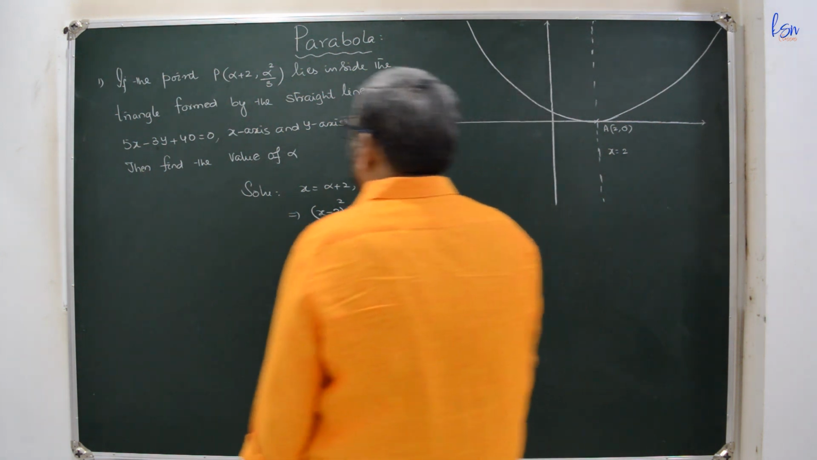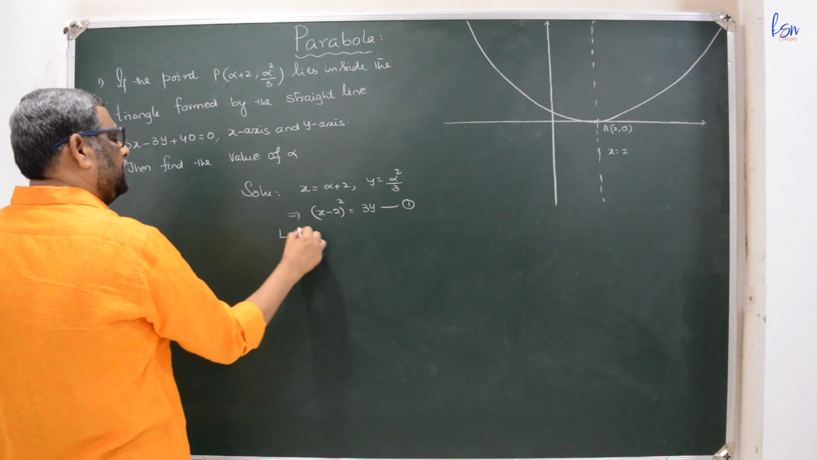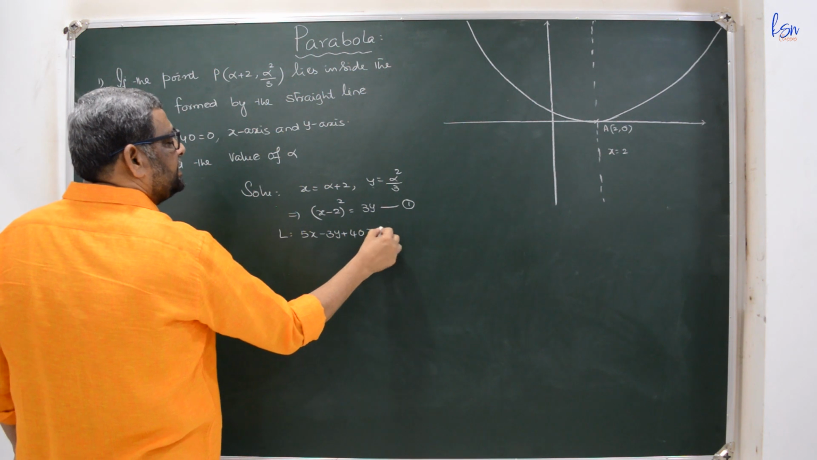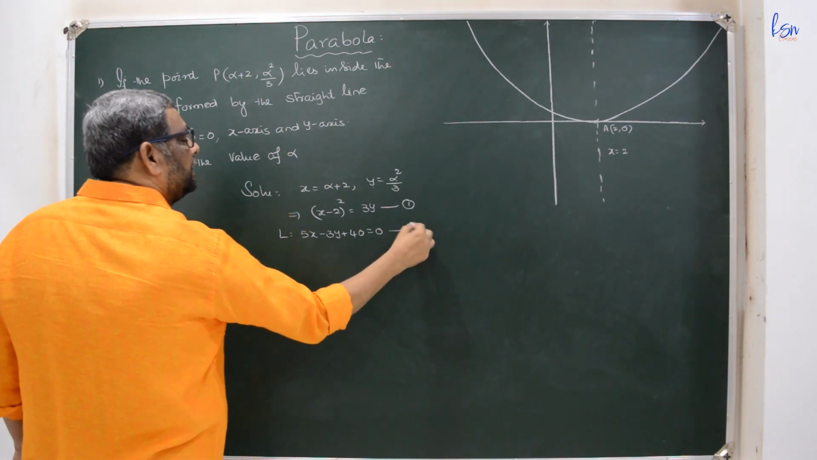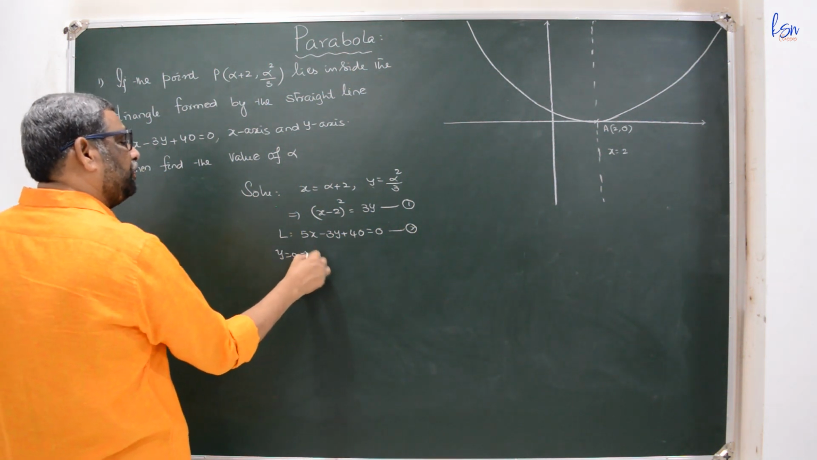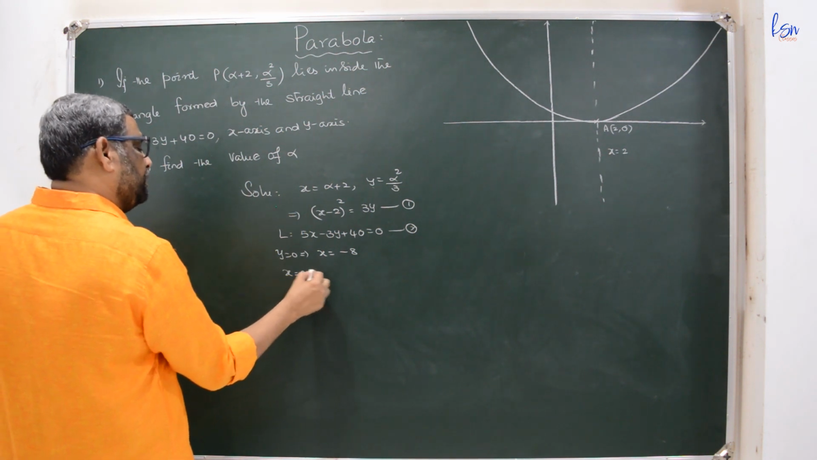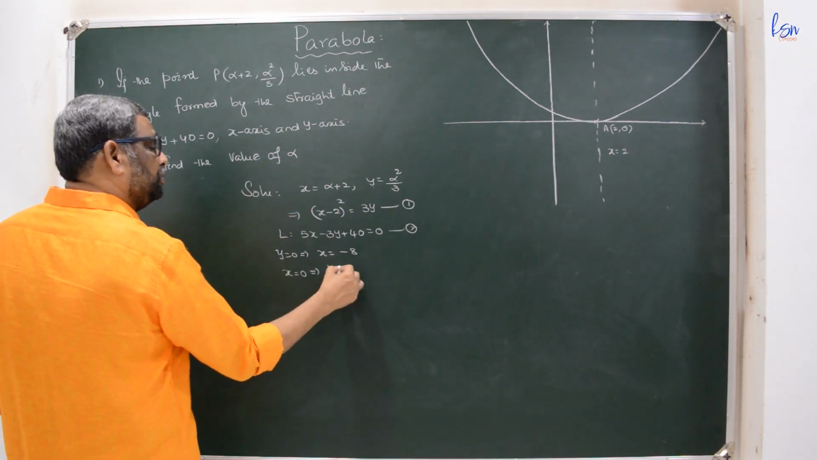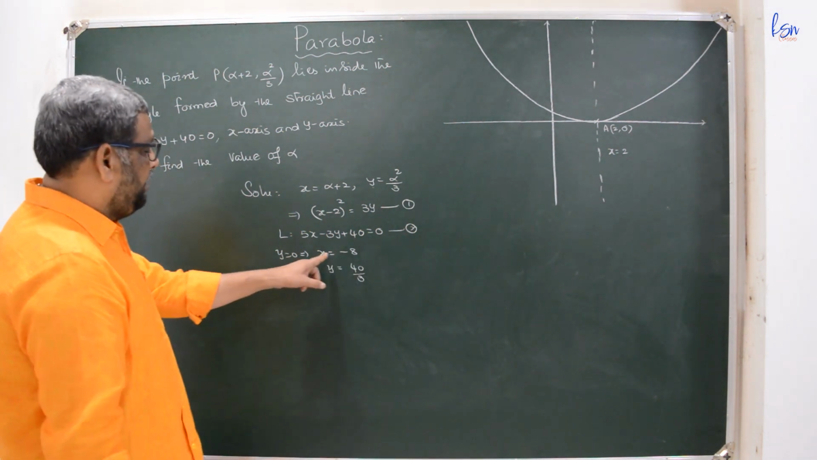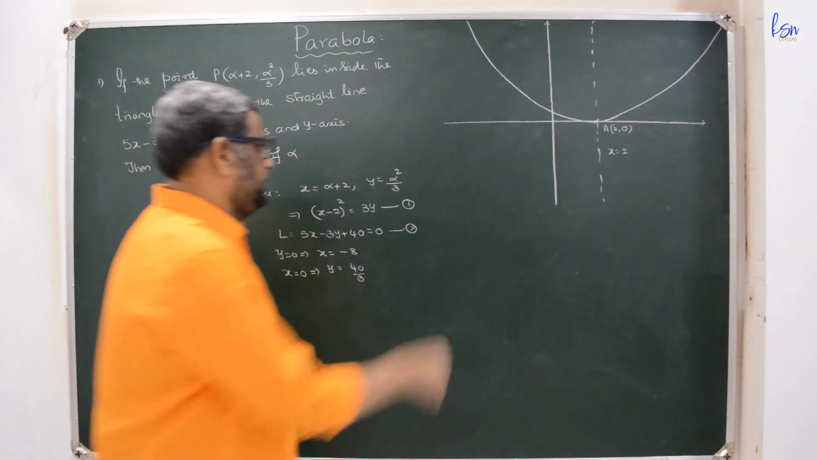Now we will consider the line 5x minus 3y plus 40 equal to 0. The line is given as 5x minus 3y plus 40 is equal to 0. In this line, let us find out the intercepts. Put y equal to 0, so x is equal to minus 8. Put x is equal to 0, y equal to 40 by 3. So it cuts the x-axis at (minus 8, 0) and the y-axis at (0, 40 by 3).